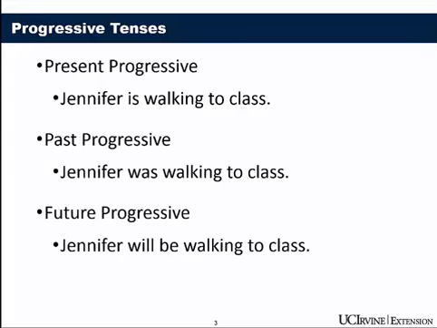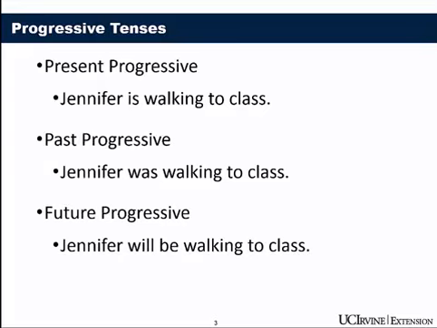Present progressive shows what is happening right now. To make the present progressive, we need two parts of the verb. We need a be verb and an ing. If your subject is singular, then you'll use the singular be verb is. If your subject is plural, like Jennifer and Mary, you use the be verb are plus the ing.